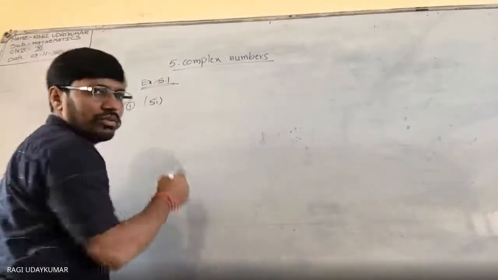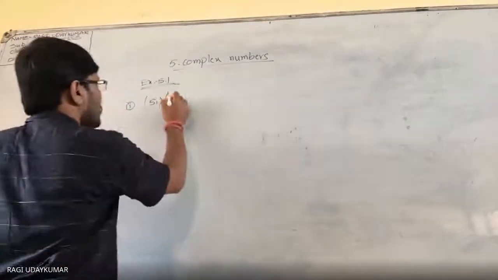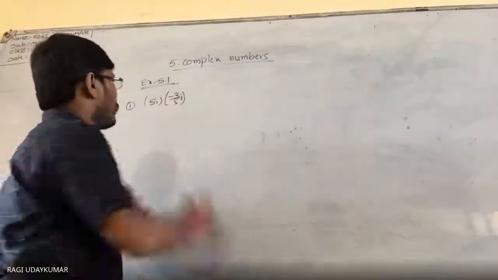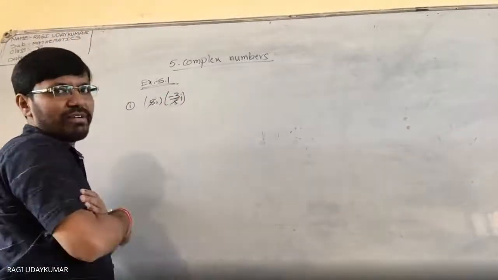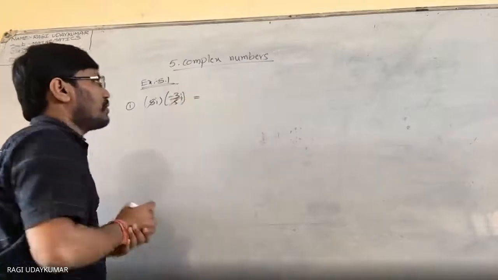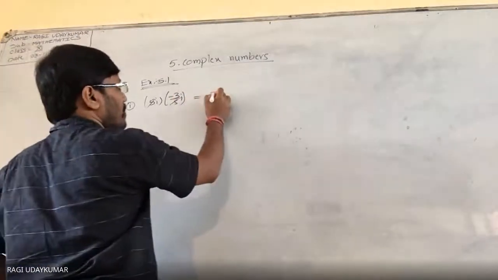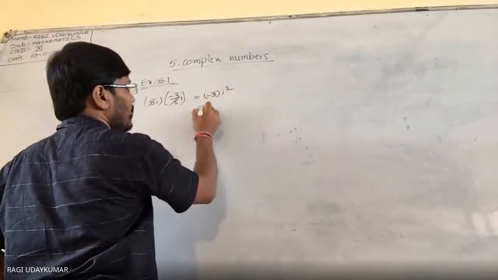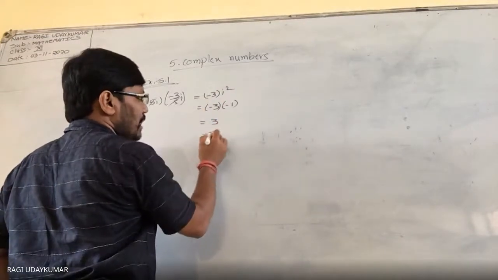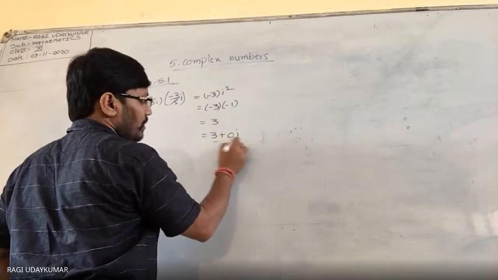5i into minus 3 by 5i. Here in the product, the 5 will get cancelled. So this equals i square into minus 3, and i square value is minus 1, so we get 3. 3 can be written as 3 plus 0i.